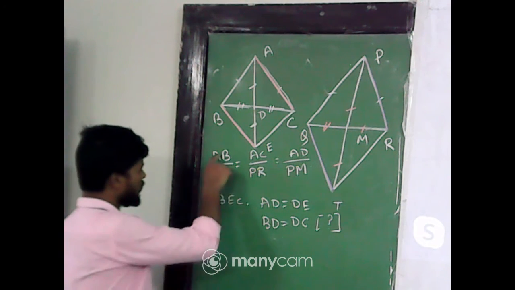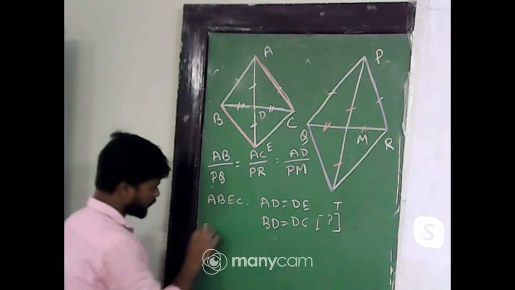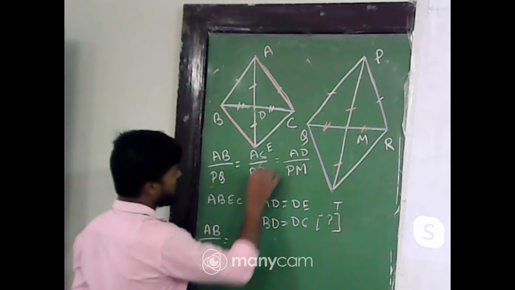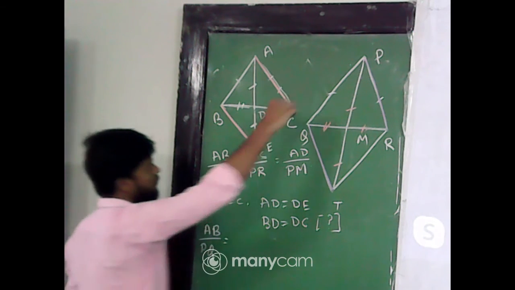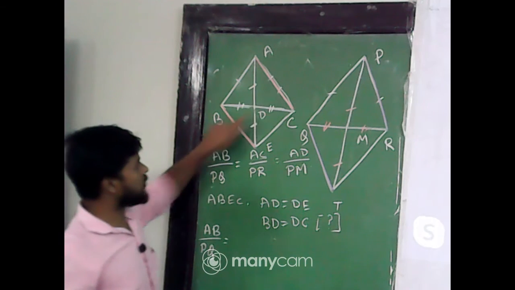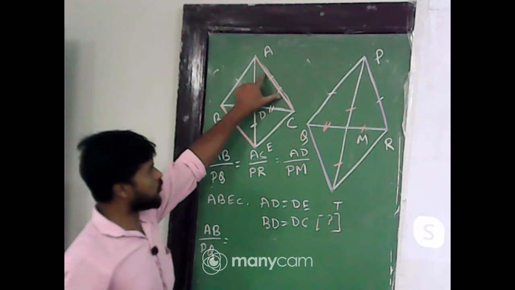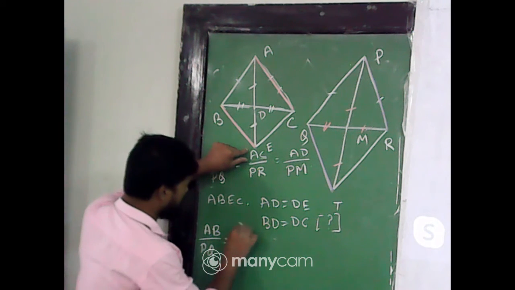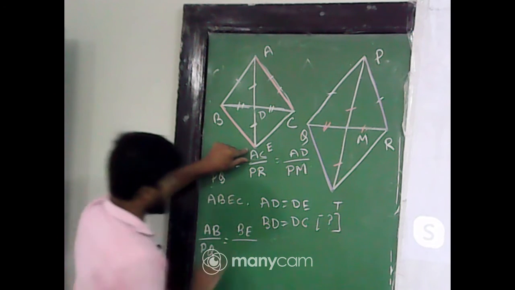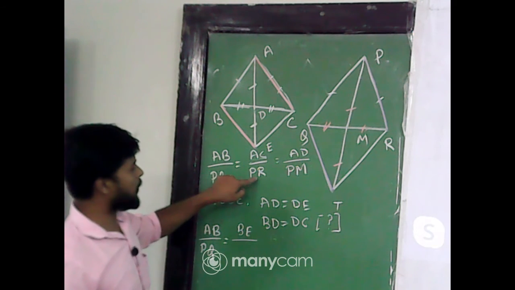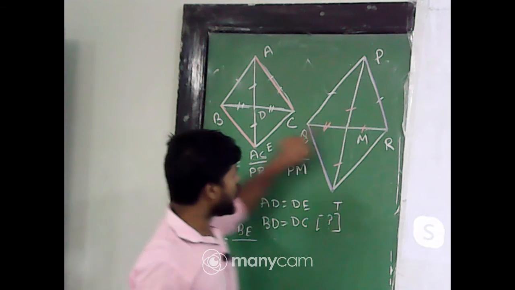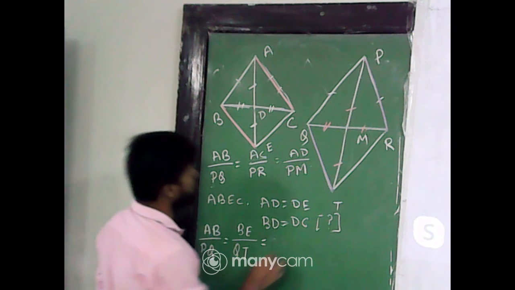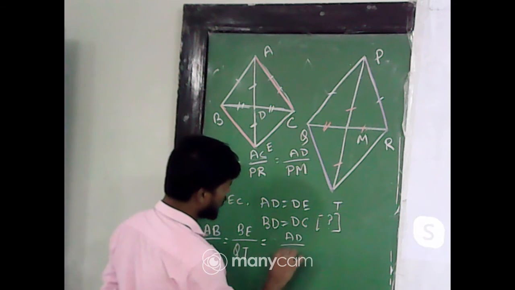Now look at the given condition: AB by PQ is equal to AC by PR. AC means this side, and we know that the opposite sides of a parallelogram are equal. So in place of AC we can write BE, and similarly, in place of PR, we can write QT, and that is equal to AD by PM.